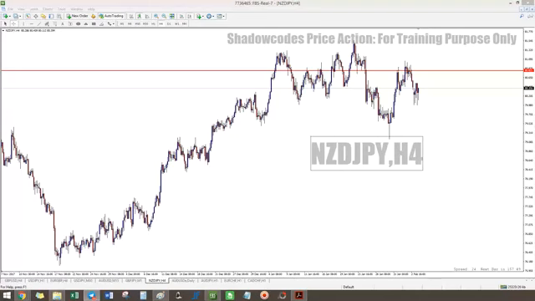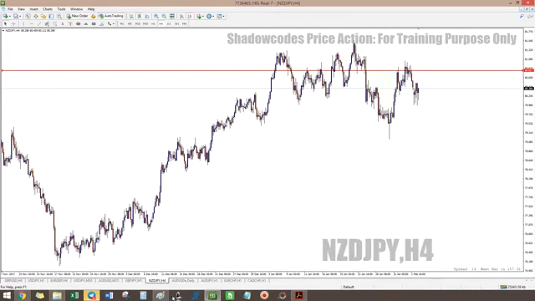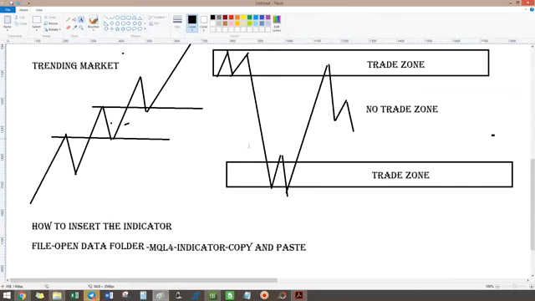Okay, let me read the question. What is the criteria to draw a trading zone? The criteria to draw a trading zone, this one you need to practice. You need to see this kind of form, not this one. This one is tradable, but we'll be learning it in the next chapter. But this is our focus. Low risk and high reward.